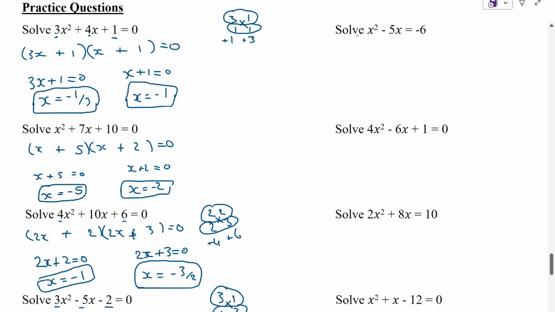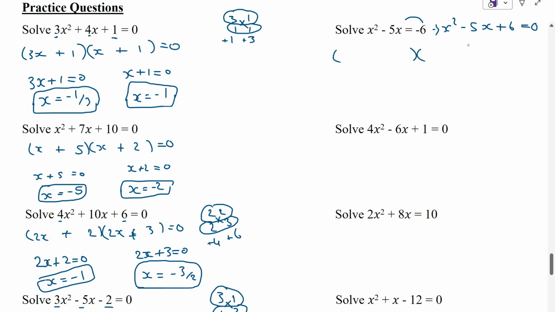Question number 5. Here we can see this isn't in the right format. Why? Because this needs to equal 0 here. Okay, so we're going to just take that over. So if we rewrite this equation, that is going to give us x squared minus 5x plus 6 equals 0. Now it's in a format where it can be factorized.